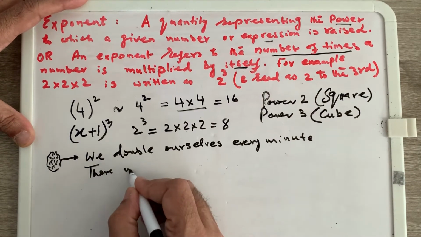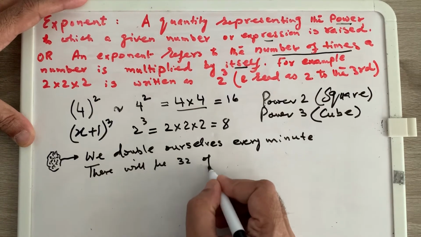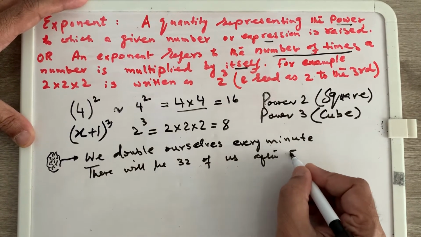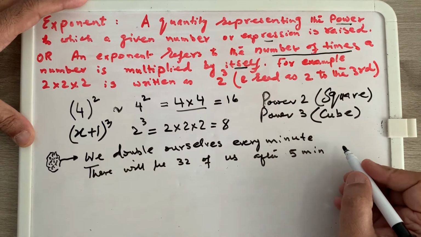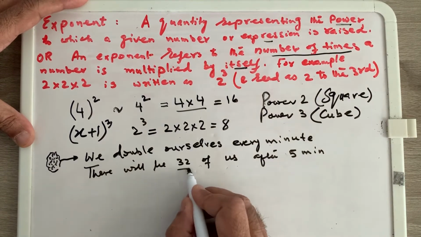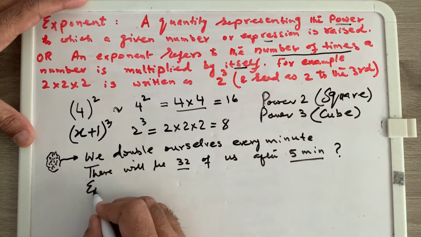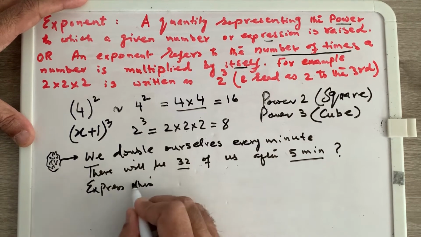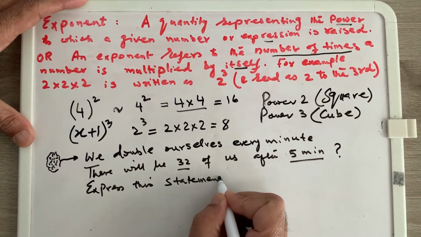There will be 32 of us after 5 minutes. And we have to express this in terms of exponent. So he's saying we will be 32 after 5 minutes. So express this statement as exponent.